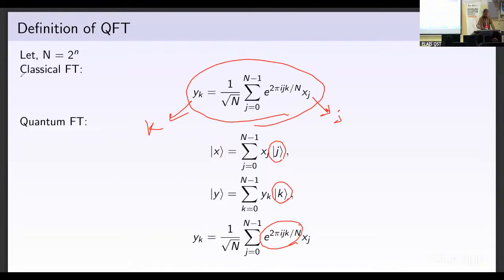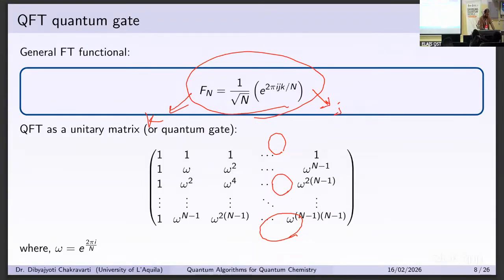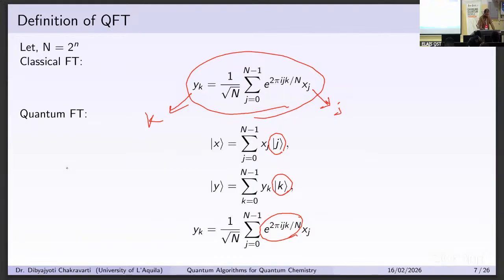So the equations in both classical and quantum Fourier transform are very similar. What is different is, in classical Fourier transform, it was just a number. We were just changing a variable dependent on parameters, and here it's a superposition of states. So it's a vector now.